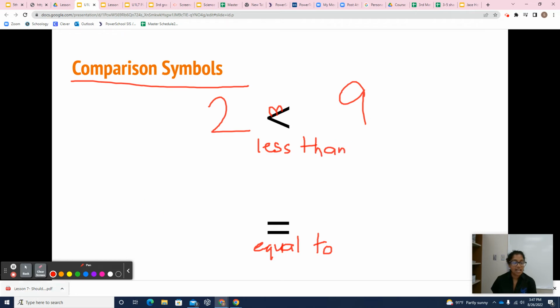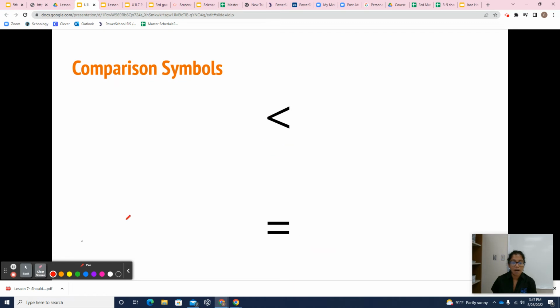9. Okay, now let's say that we have a bigger number. I'm going to write it right over here. So let's say I have 17 and then I have 3. Which number is my bigger number? That's right, 17 is my bigger number. So my alligator wants to eat the bigger number, 17. So we would say 17 is greater than 3. Okay? All right, fantastic.